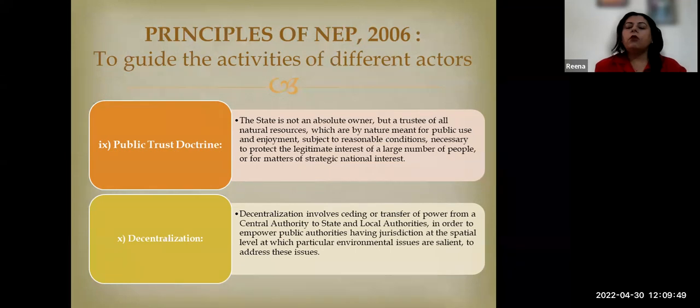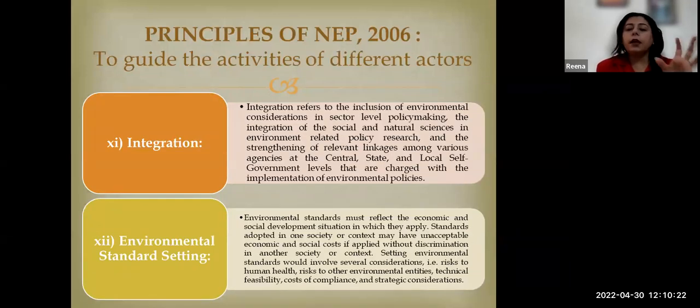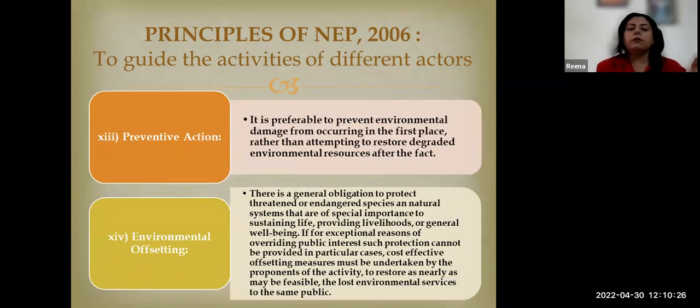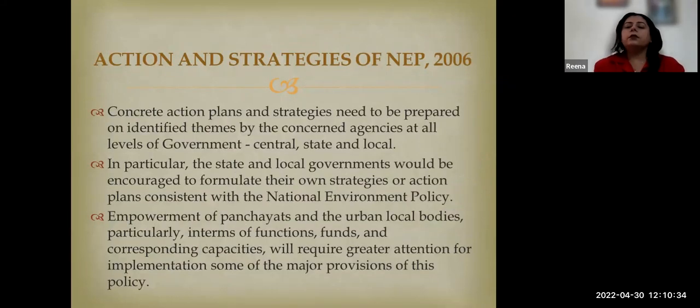Then decentralization. So all the powers have to be transferred from central authority to state and local authority. That's why state level environment impact assessment authorities and bodies came into picture. That's why groundwater level is also now being ensured through state level bodies. For example, in Punjab, we now have the Punjab Water Regulatory Agency. So similar agencies and similar regulatory authorities for their state level natural resources are being implemented. Then integration, environmental standard setting, that is also a principle. Preventive action, we have already discussed. Environmental offsetting, we have already discussed. So these are the actions and strategies of NEP as per governance of your objectives and aims and policy implications.